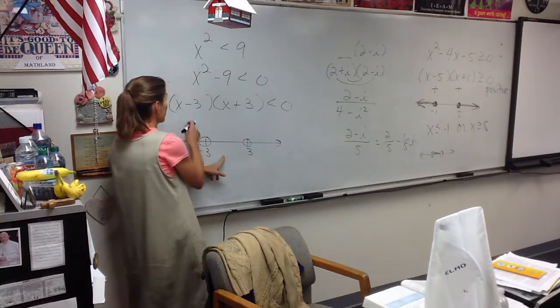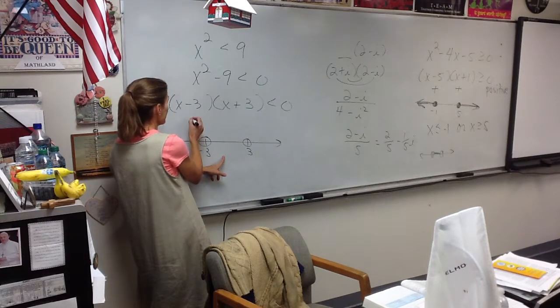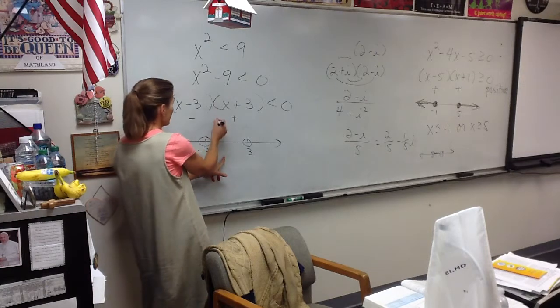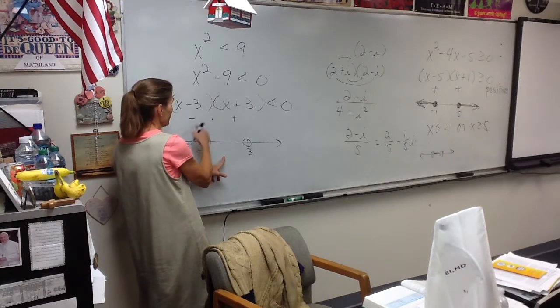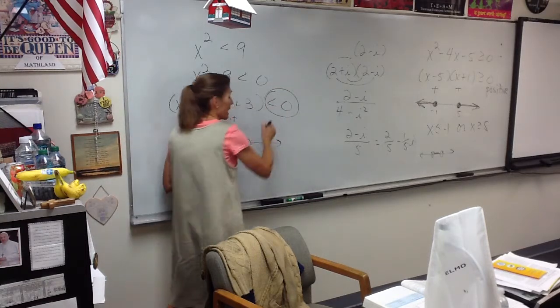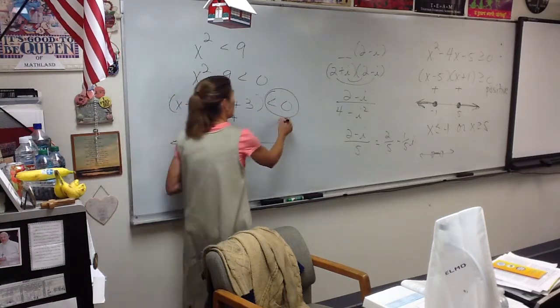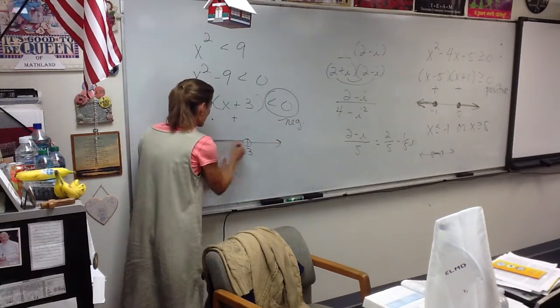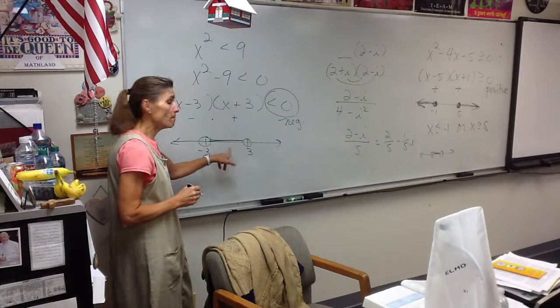Okay, so let's try it. Let's put 2 in. 2 gives me a negative here and a positive here. Remember, this is a multiplication problem. Does a negative times a positive give me what I want? Yes, because what I want is negative. So this section of the number line worked. We picked 2.